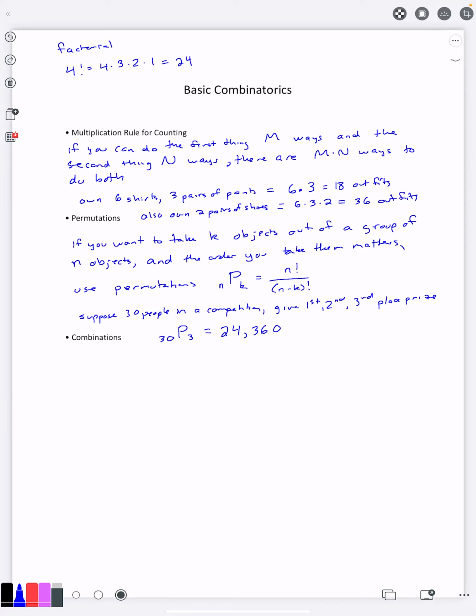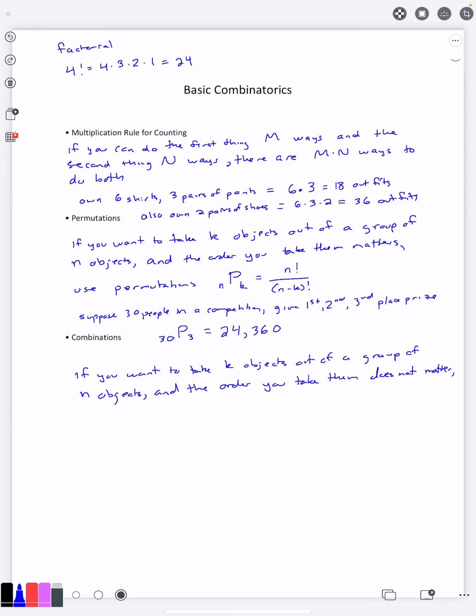Okay, well, let's suppose we're picking people from a group, but we don't care about the order. It doesn't matter which order we get them in. So if you want to take K objects out of a group of N objects, and the order you take them does not matter, so you're not trying to get first, second, and third, you're just taking 3 people that are all going to get the same prize, we use combinations for that.